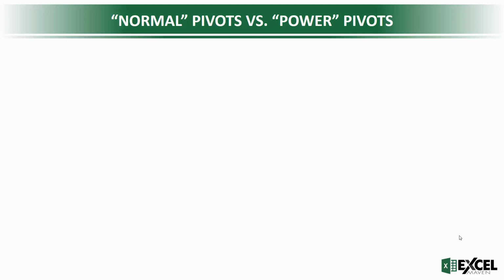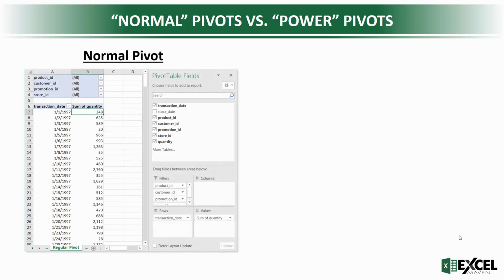Let's take 2 minutes and talk about the differences between a normal pivot table and a power pivot table. Here on the left side of the screen, I've got a screenshot from a normal pivot. Here we're looking at the sum of a quantity metric broken down by day. We're looking at our field list on the right side of the screen.